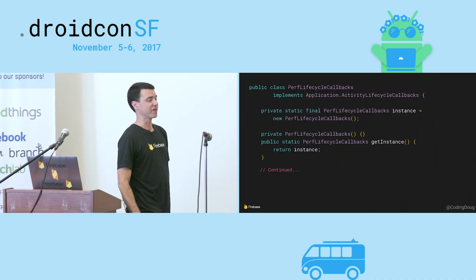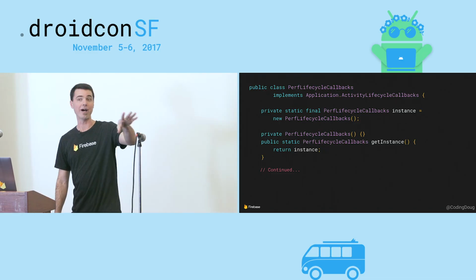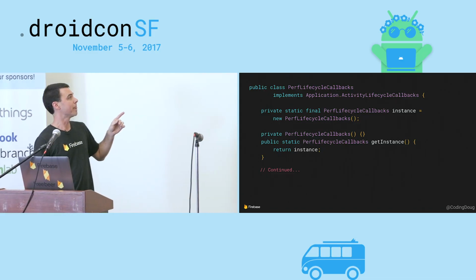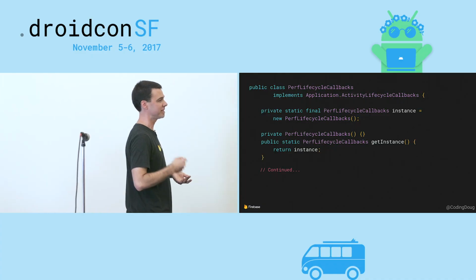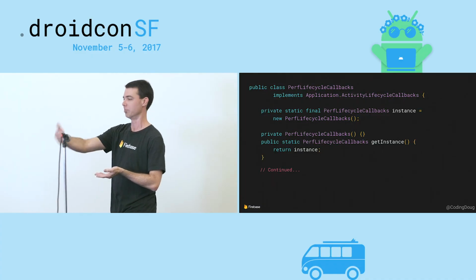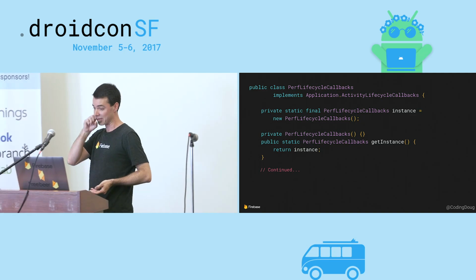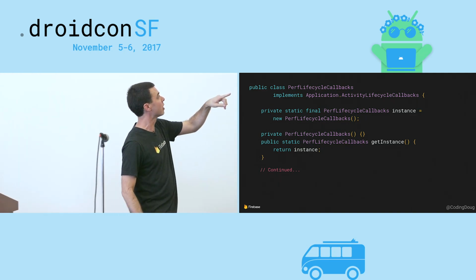It uses application lifecycle callbacks. So does anyone use that? Okay, wow, that's great. So these are really handy. What they do is they automatically let you listen into the activity lifecycle for all of the activities in your app. So onCreate, onStart, onResume, onPause, and so on and so forth. There's callbacks for that. So there's an interface you can implement, ActivityLifecycleCallbacks.